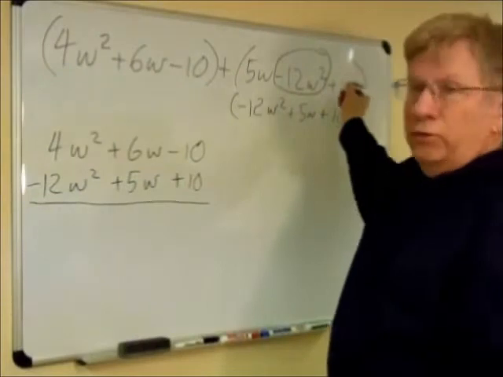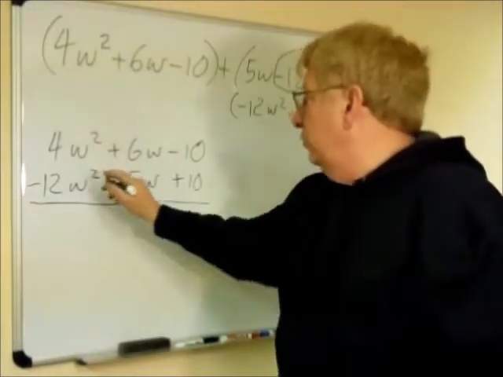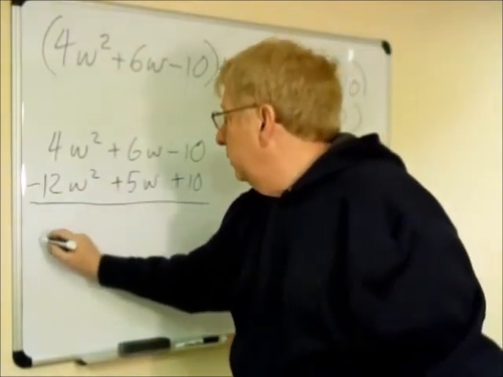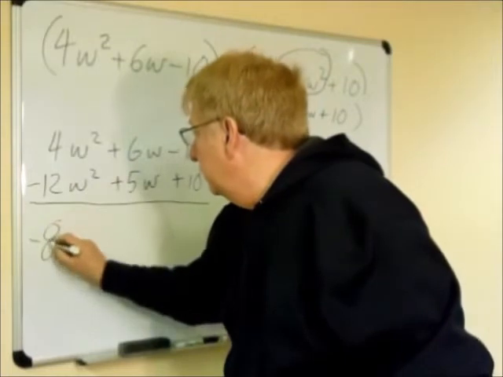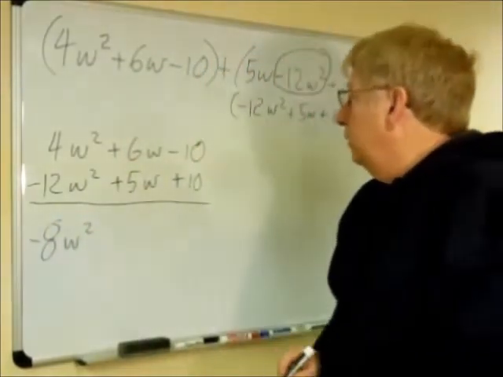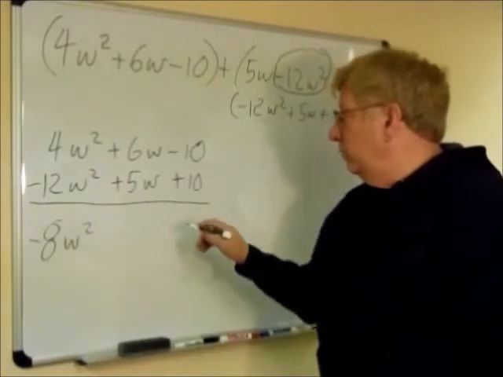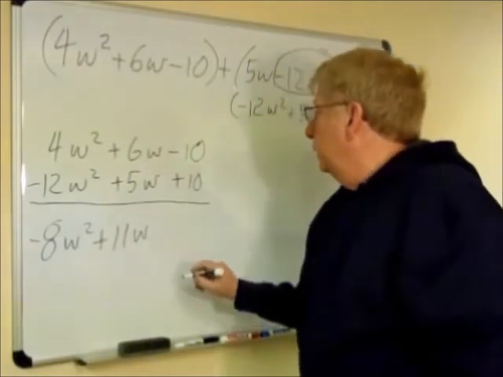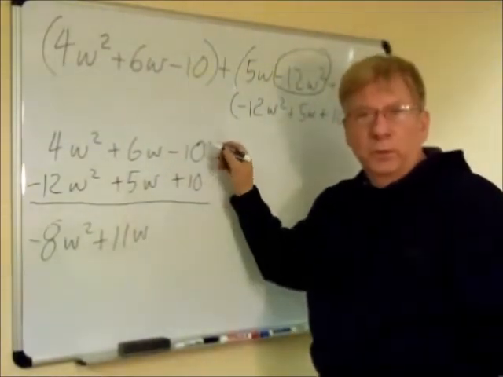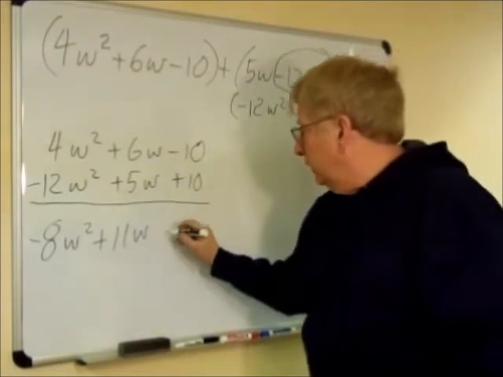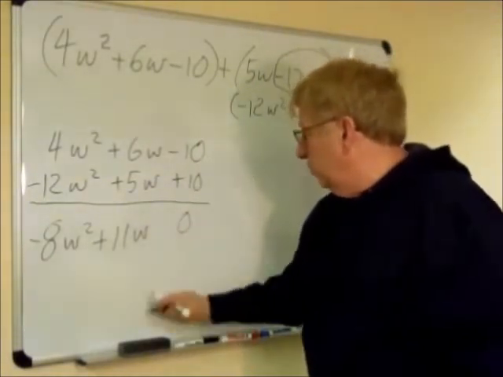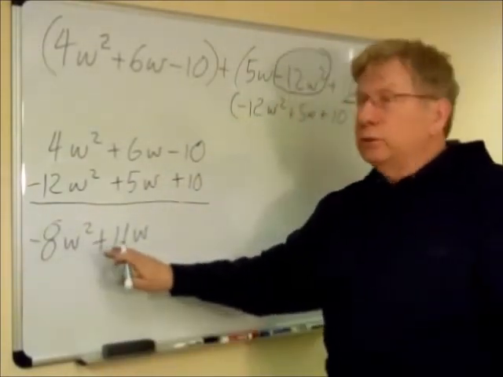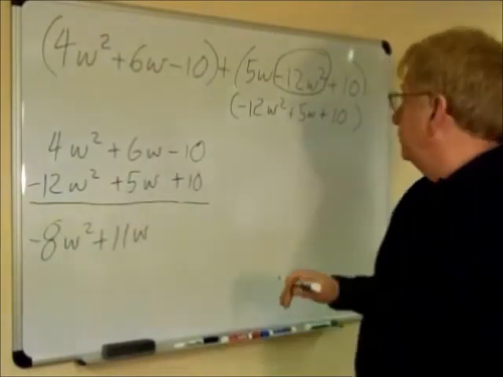Now keep in mind we're adding these two polynomials, so we can add these two lines. 4w squared plus minus 12w squared gives us a minus 8w squared. We have a plus 6w and a plus 5w. That gives us a plus 11w. And then we have a minus 10 and a plus 10. Minus 10 plus 10 is 0. So it would be a 0 down here, which really wouldn't count. So there's our answer for adding these two polynomials.